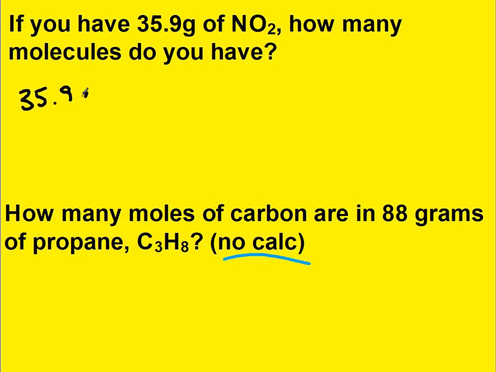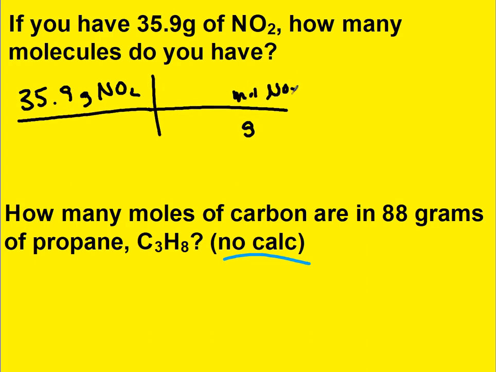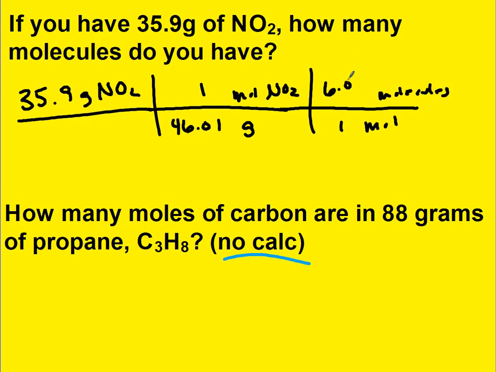For the first one, we have 35.9 grams of NO2. Step 1 is I need to convert my grams to moles. 1 mole is so many grams. From the periodic table, that's 46.01 grams. And then I can convert my moles to molecules. For every 1 mole, there's Avogadro's number of molecules. So multiplying and dividing, I get 4.70 times 10 to the 23rd molecules.